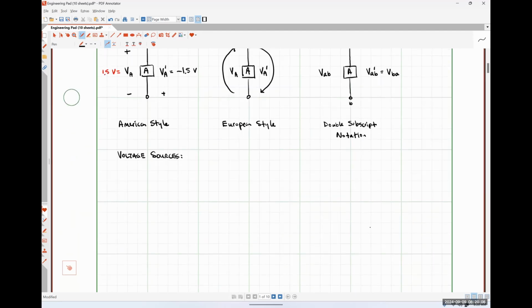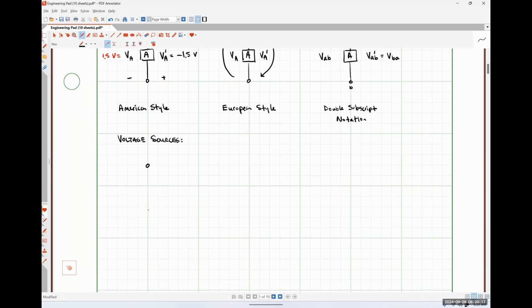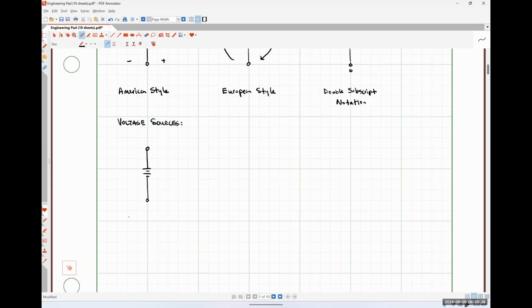So there are several different voltage sources that we might see throughout the various points in this class. I'm going to start with the one that you guys are familiar with. So it might look something like this. And this is the schematic symbol for a battery. So we're going to represent the magnitude of the voltage with this symbol VDC.